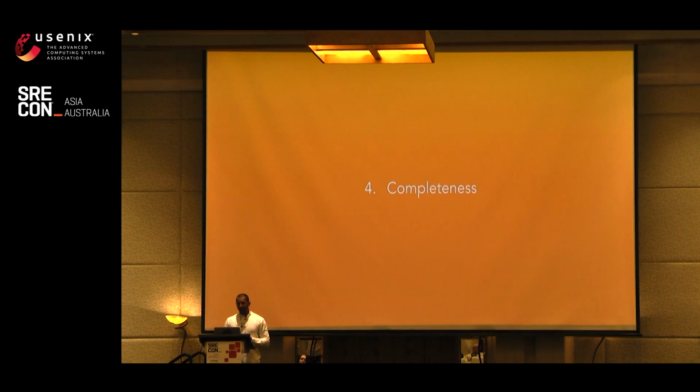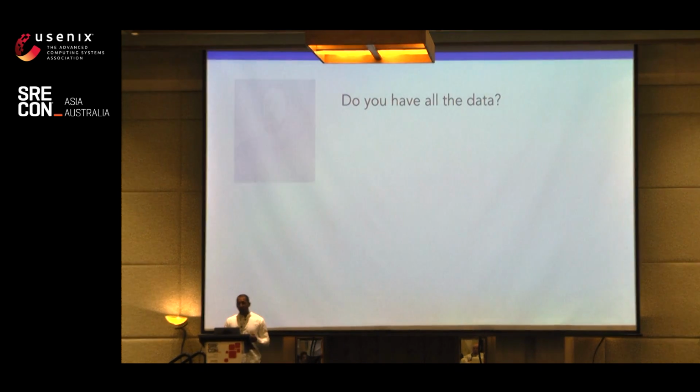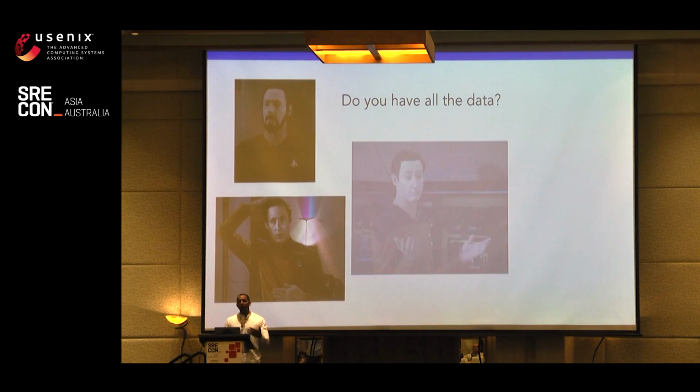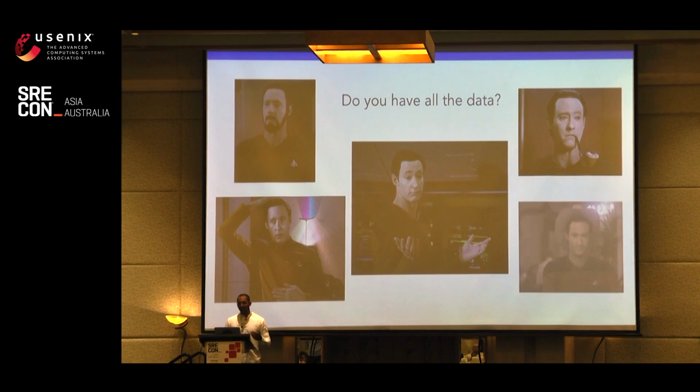Fourth flavor is completeness. Completeness is basically, do you have all of the data? And you want all of the data, right? This is the era of big data. This isn't actually all of the data. This is just 5 data. There are a lot more.